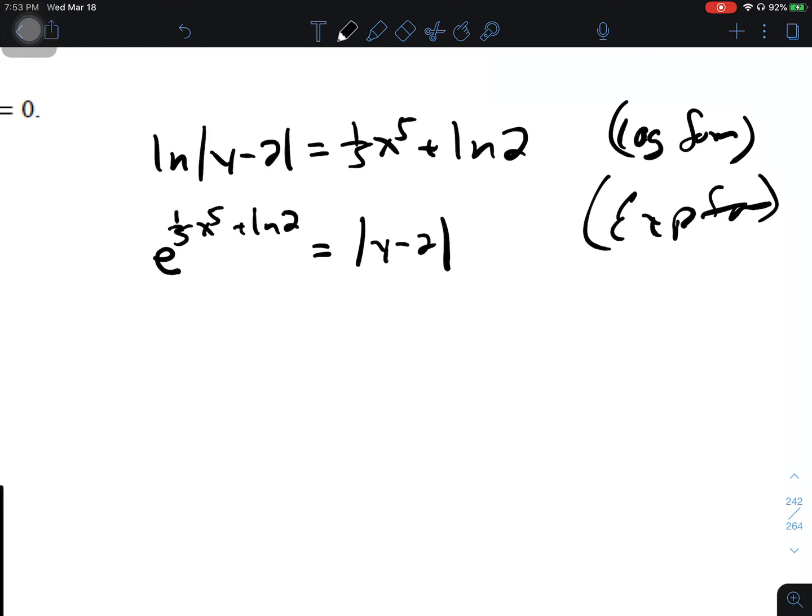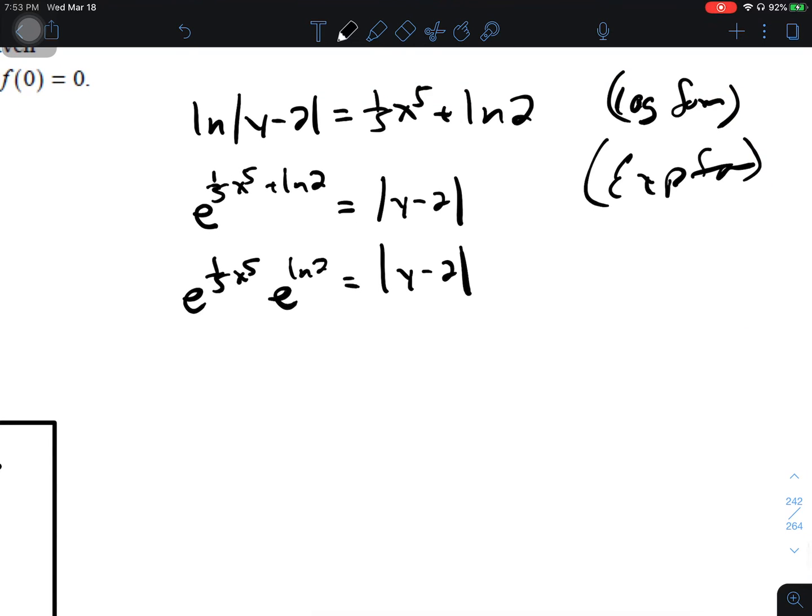This left side can be simplified more. Since this is natural log, that means that's a base of e, and this base is e, we want to separate this into a product. It wouldn't be the end of the world if you didn't do that, but I think it's something you'd want to do. E raised to an exponent that has a base of e, it's just going to become the argument. So this is just going to be 2 times e to the 1/5 x to the fifth equals the absolute value of y minus 2.